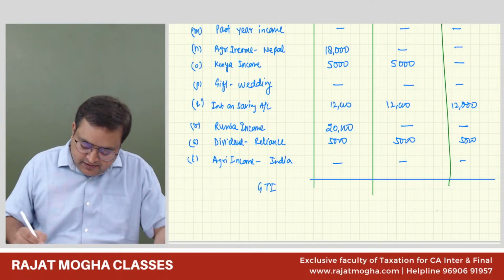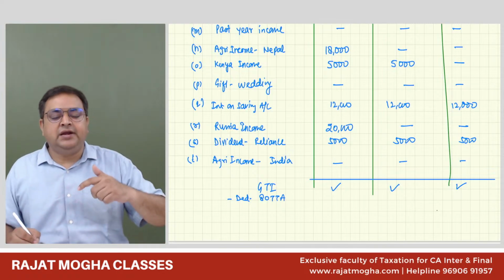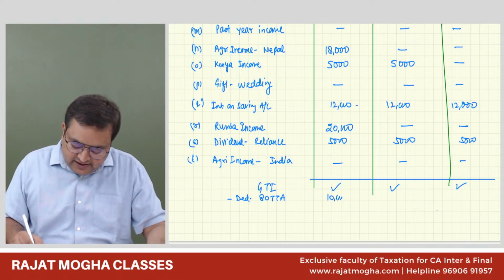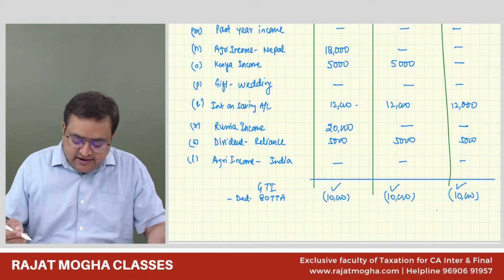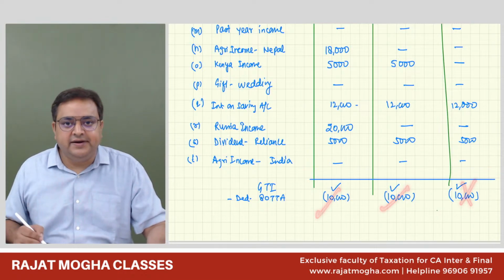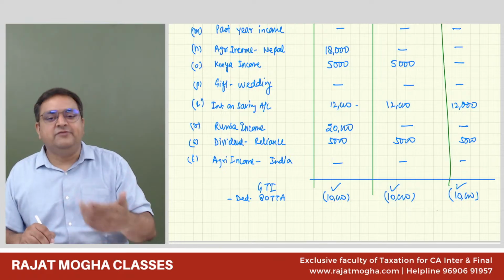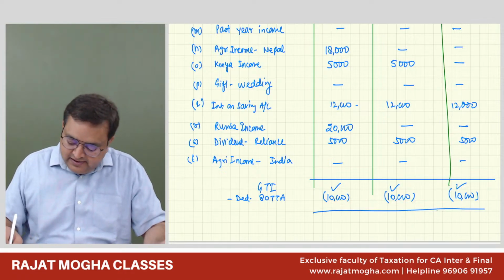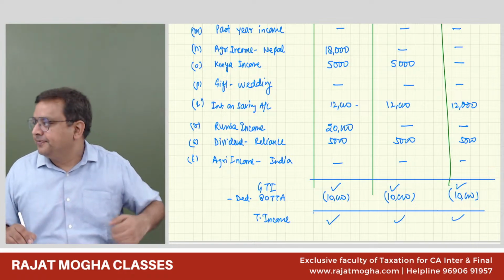This would be GTI, so please calculate the GTI. And then after this, give deduction under chapter 6A, 80TTA. What is the amount of 80TTA? Interest on saving account or 10,000, whichever is lower. So interest is 12,000 or 10,000, so 10,000 will be the deduction, and everybody will get it. Had it been TTB, only these two people would get it, and this person will not. TTB is a more beneficial section, given only to senior citizens who are resident. So 10,000 for everybody, and then you will get your total income. Calculations, guys, you can do. Correct?